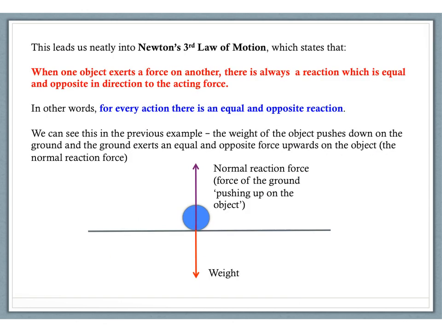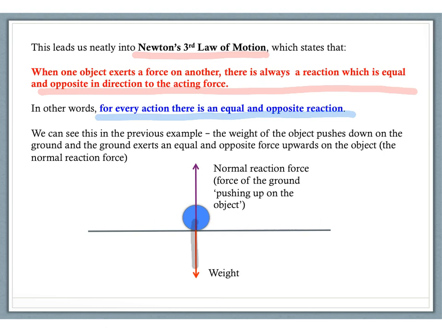Now, this last example leads us neatly into Newton's third law of motion. We'll be looking at the first and second law a little bit later on. Now, this law states that when one object exerts a force on another object, there is always a reaction which is equal and opposite in direction to the acting force. In other words, for every action, there is an equal and opposite reaction. And the last example illustrates this really well. We can see that the weight of the object pushes down on the ground, and the ground exerts an equal and opposite force upwards on the object, which is our normal reaction force.